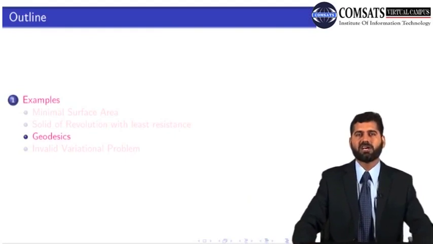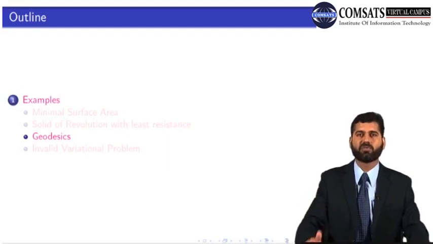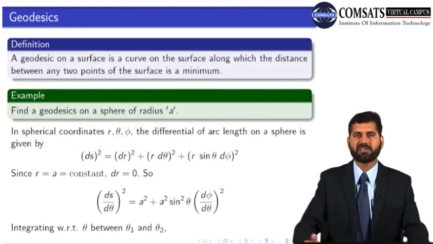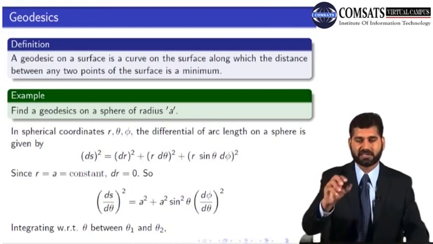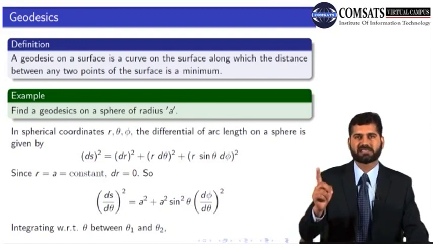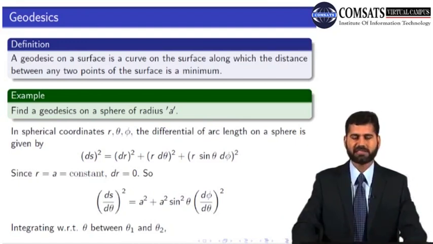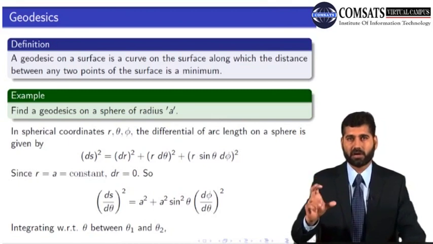Geodesics. Geodesics are basically the curves on the surfaces with some special property. All right, so we will find that geodesic using the calculus of variations. So first of all, what is the definition of geodesics? If you have taken some course on differential geometry, then you must know what the geodesic is. A geodesic is a curve on a surface along which the distance between 2 points of the surface is minimum. So a geodesic is basically not a straight line. It's a curve that gives you the minimum distance on a surface.